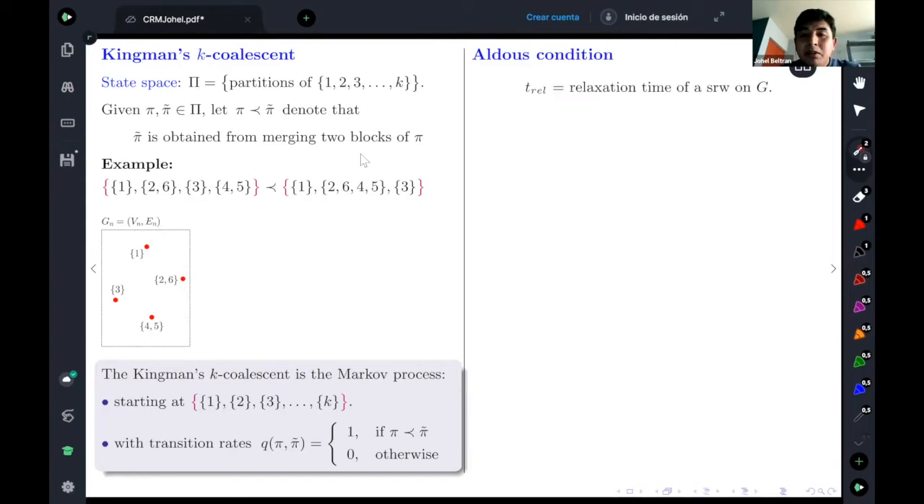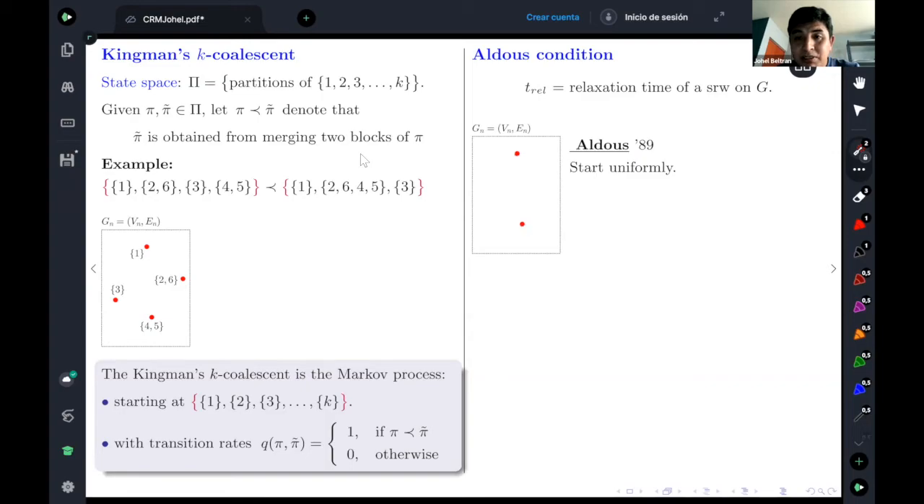Okay, now before stating our results, the result we obtained with Enrique Chavez, these previous results are due to Aldous. Aldous considered this parameter of the graph, which is the relaxation time of the graph, which is just the inverse of the spectral gap of a simple random walk on the graph. In this result by Aldous from 1989, Aldous considered just two particles.